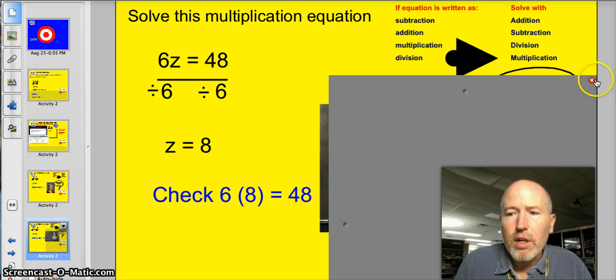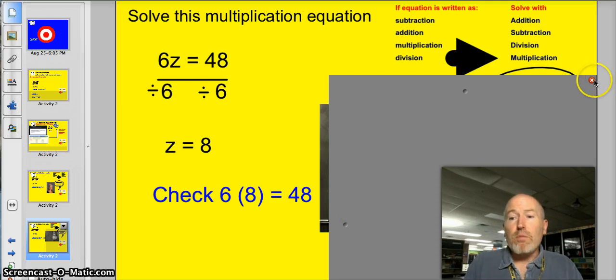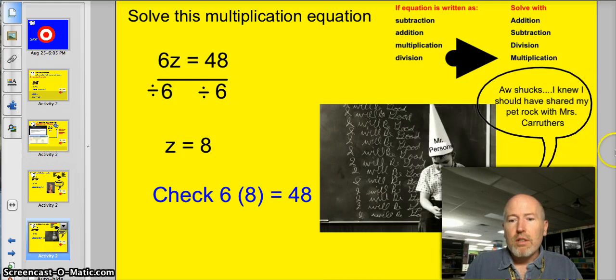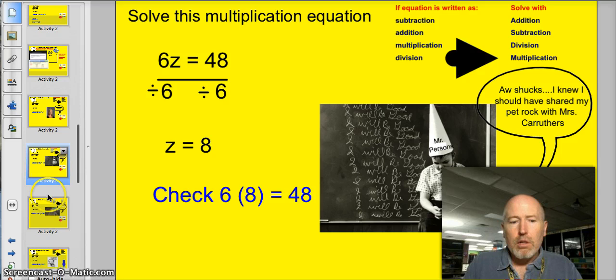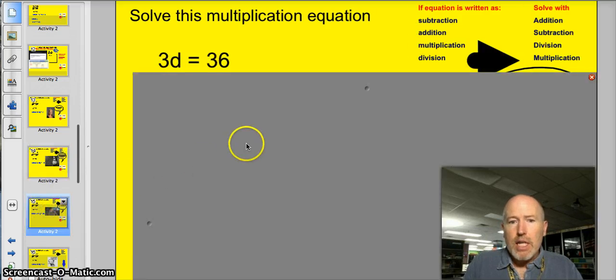What do we got hiding over here? A rare picture of Mr. Persons in his youth as a student. Oh, sorry, I didn't think I was going to put that one. Oh, shucks. I knew I should have shared my pet rock with Mrs. Carruthers. We got all kinds of stuff hiding today.